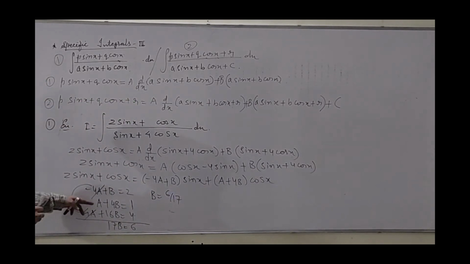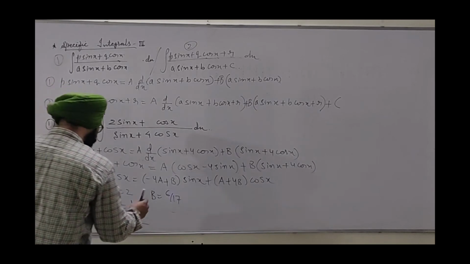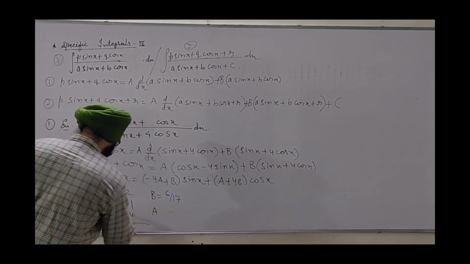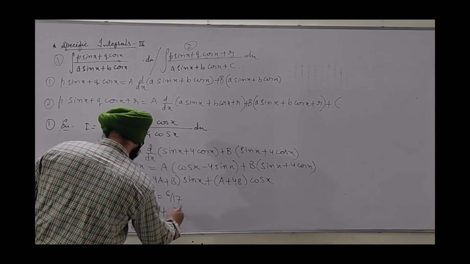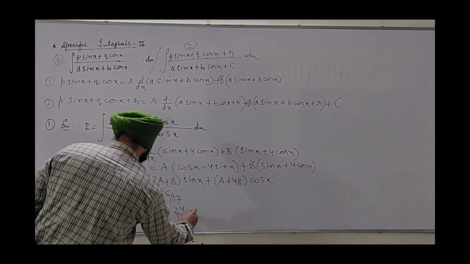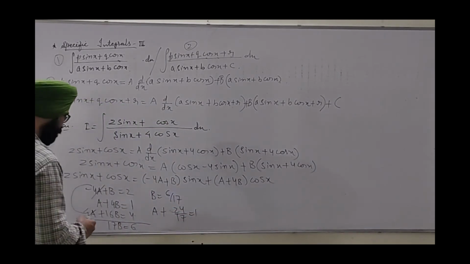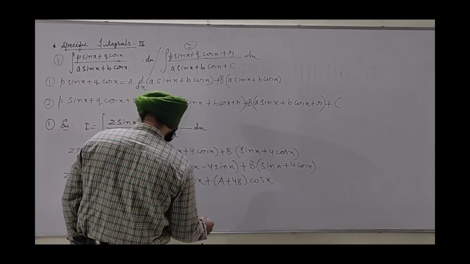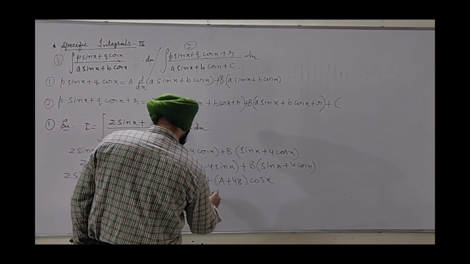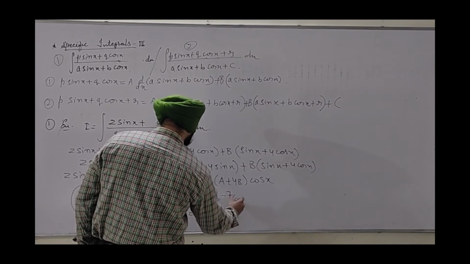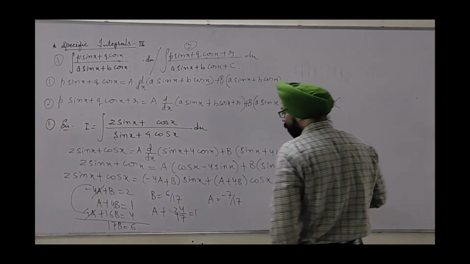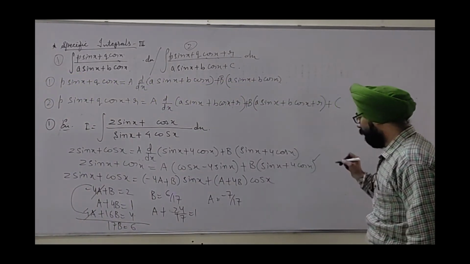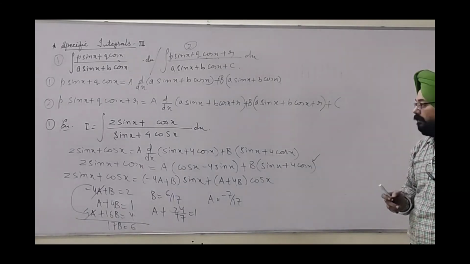To get the value of a, any equation can be chosen. We have from this one a plus 24 by 17 is equal to 1, and when shifted to the right hand side, a is equal to minus 7 upon 17. This was the purpose. Now with the help of a and b we can split up the numerator by putting the values of a and b in this second term.